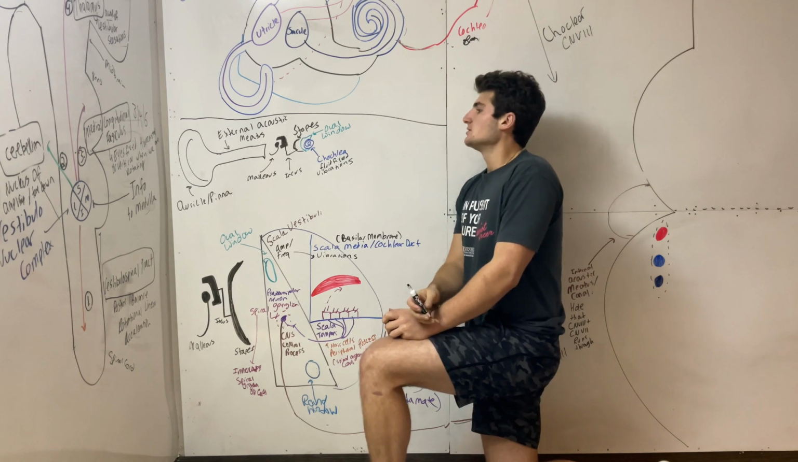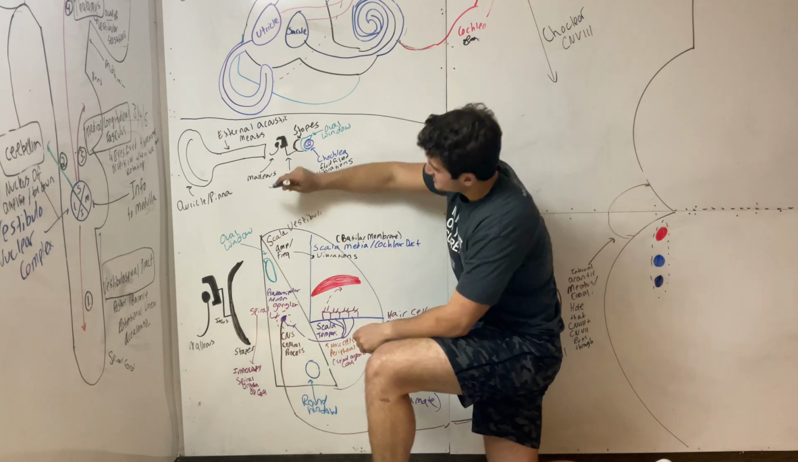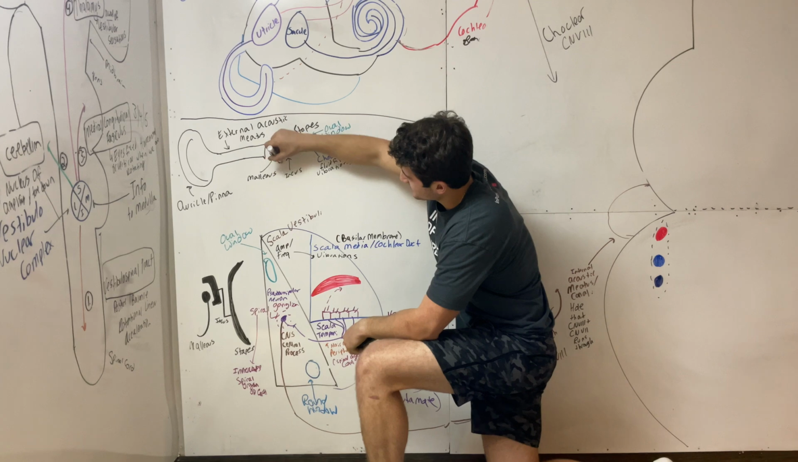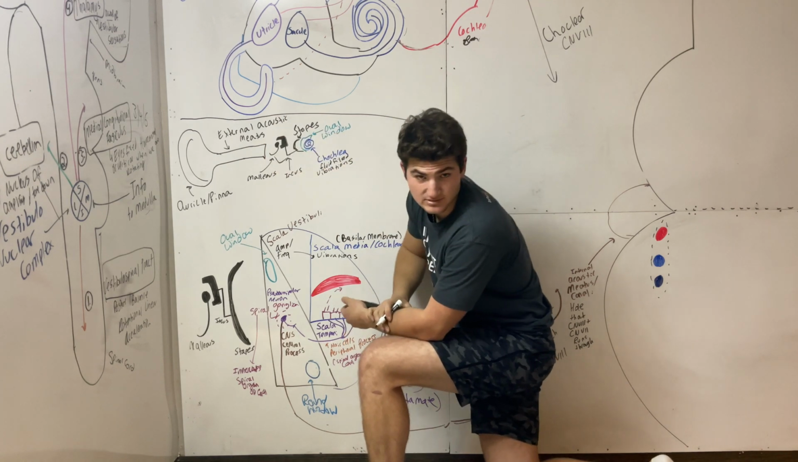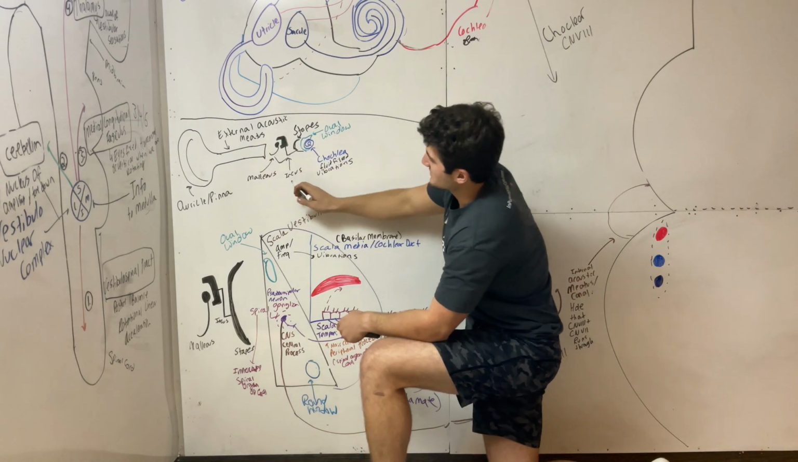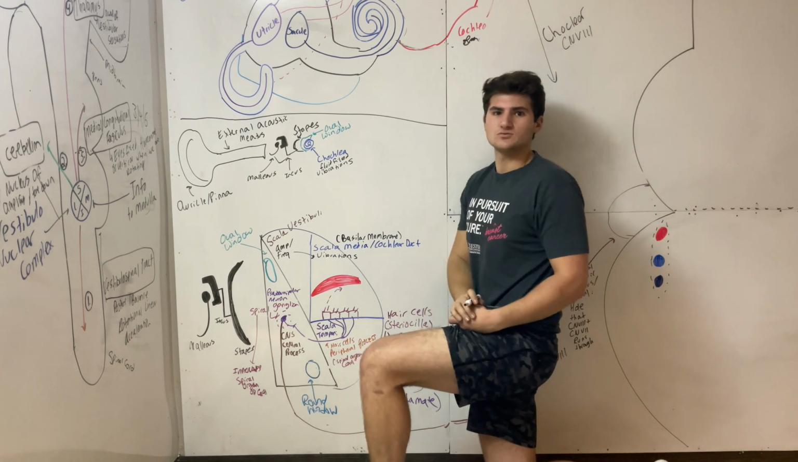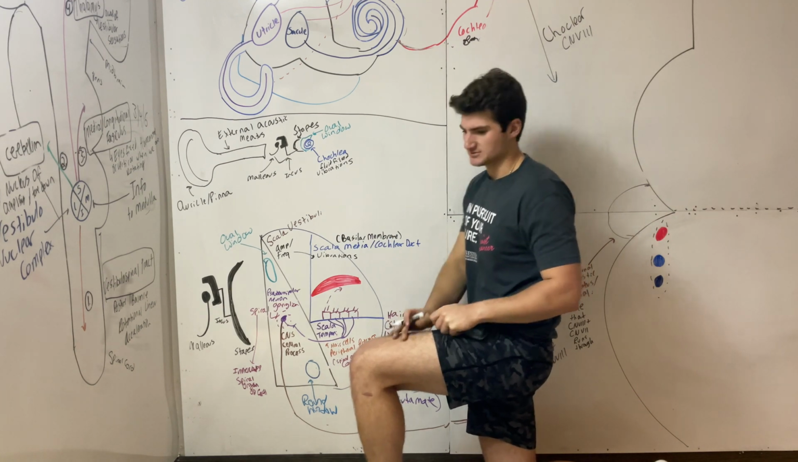Cool. Okay, the external acoustic meatus is then going to target 3 different bones in our inner ear. What are these 3 bones? We have the malleus, the incus, and the stapes. Okay, what do these guys do? I'll get to it right now.